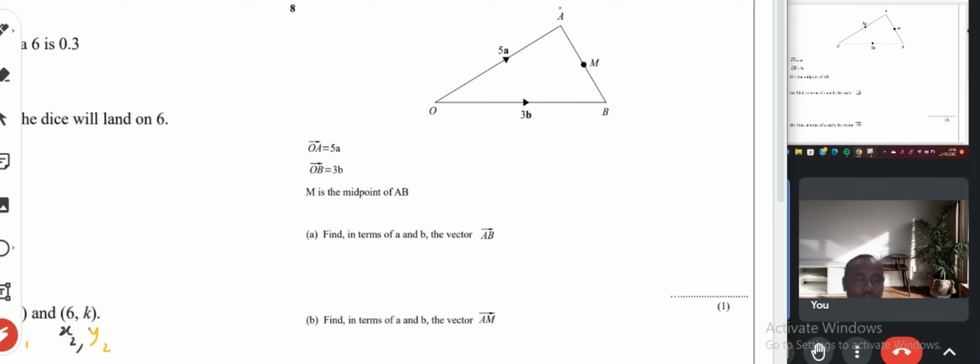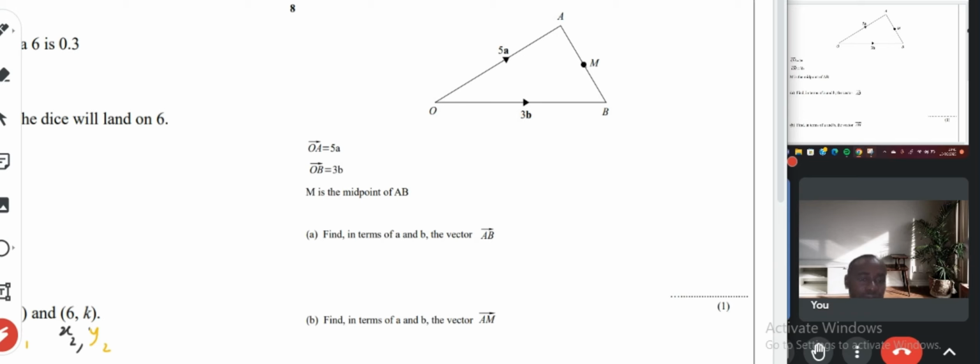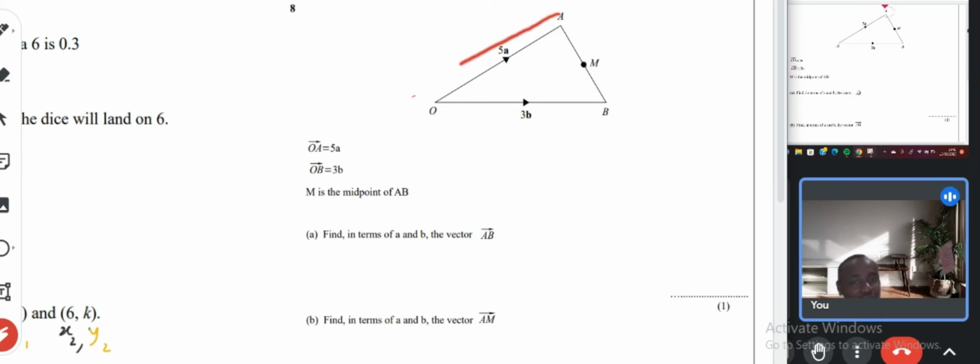So you will need to walk from A to O, because that's a route that is known or given, and then from O to B. So you walk this way, A to O and O to B. Well, doesn't it say O to A? Yes, I know. It's O to A that is given. But the question asks you to move from where to where. Look at the question. You are going from A to B. So when you start from A, you first of all move to O. So it will be A to O before O to B.